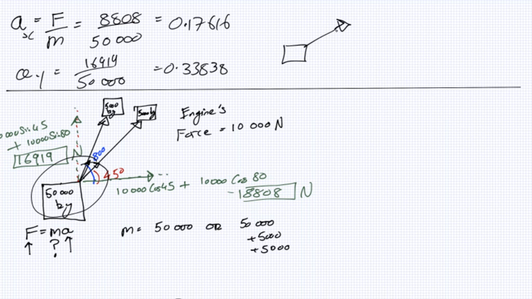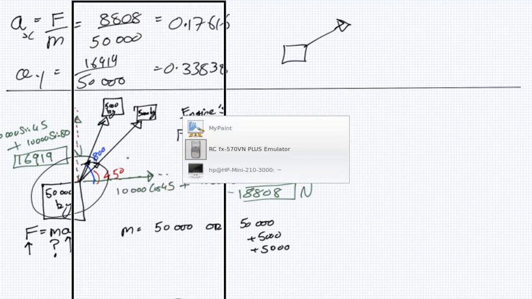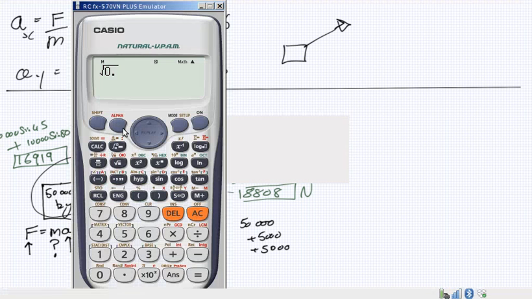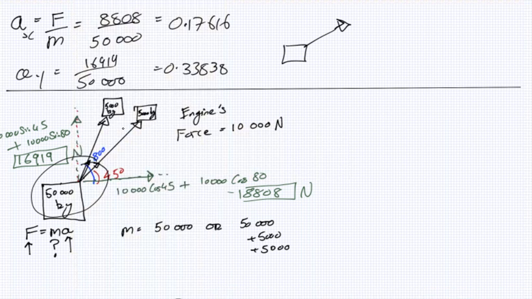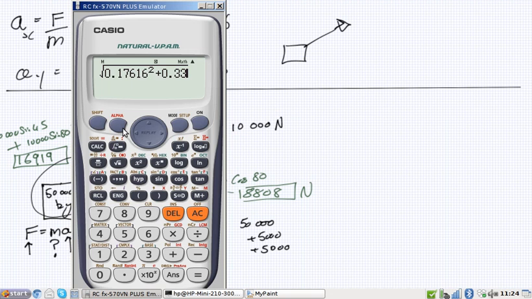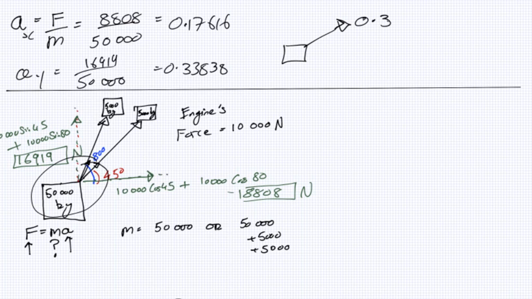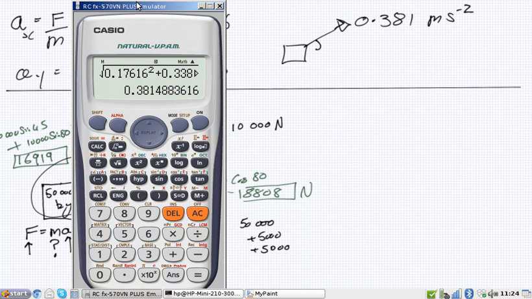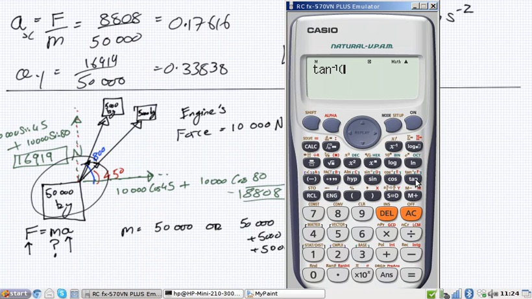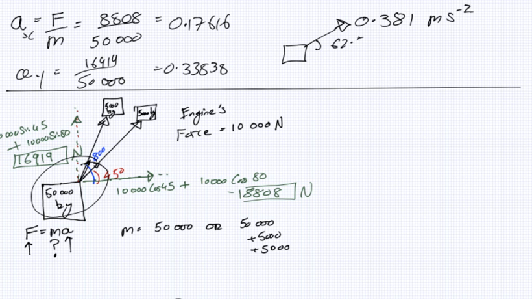So let's get the net acceleration here by using the magnitude of this vector, and then we can get the direction as well. So in total, the acceleration would be the square root of 0.17616 squared plus 0.33838 squared. So that's 0.381, we'll say, meters per second squared, and the angle is the inverse tangent of 0.33838 divided by 0.17616, which is 62.5 degrees. So that is east 62.5 degrees north.